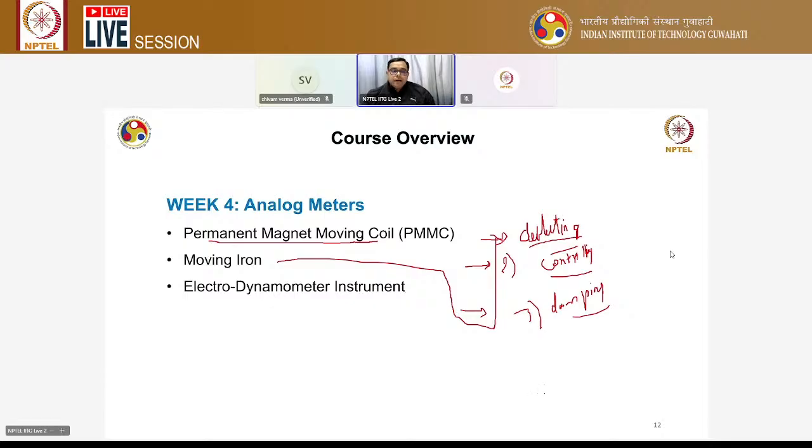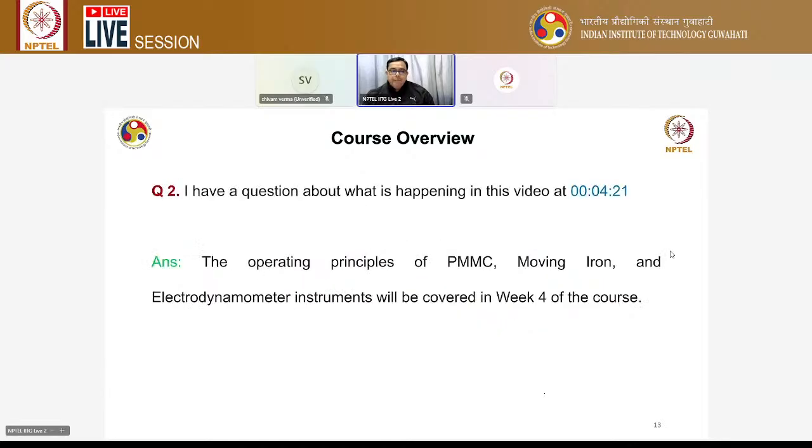Okay, and we will also see in this course which kind of instrument is suitable for what kind of application. Like PMMC is suitable for measurement of AC quantity or DC quantity, or moving iron is suitable for measurement of AC quantity or DC quantity, or they can be used for measurement of both the quantities. So ultimately, the aim of this overview was like this. Okay. I hope that this is clear to you.